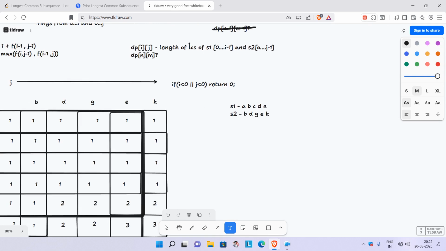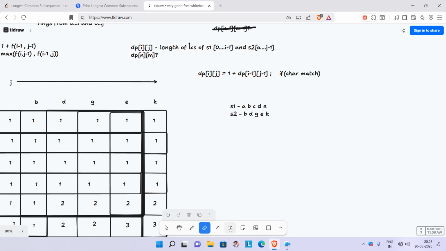Okay, so now for this dp, what we have to do: dp of i, j is equal to 1 plus dp of i minus 1, j minus 1. This is for the case where my character has matched.